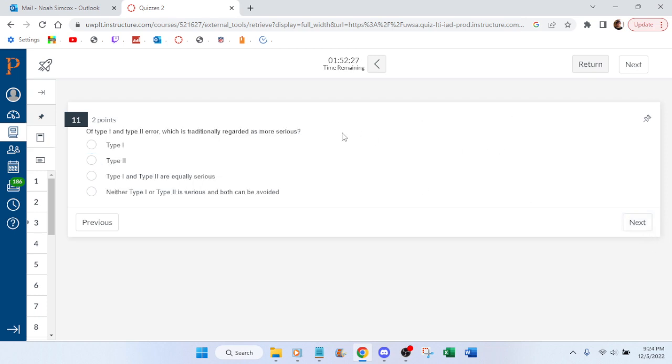Of type 1 and 2, which is traditionally regarded as more serious? Type 1, I think. Type 1, which is when you reject the null hypothesis, but it's actually true.